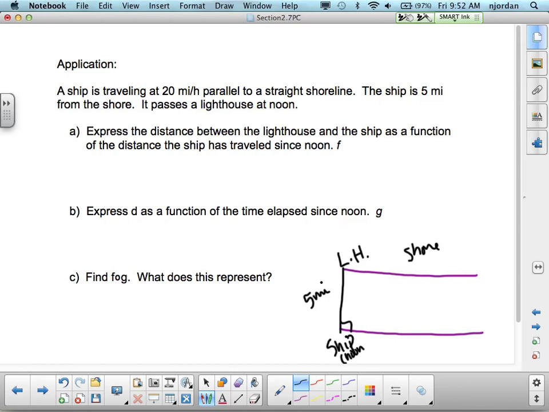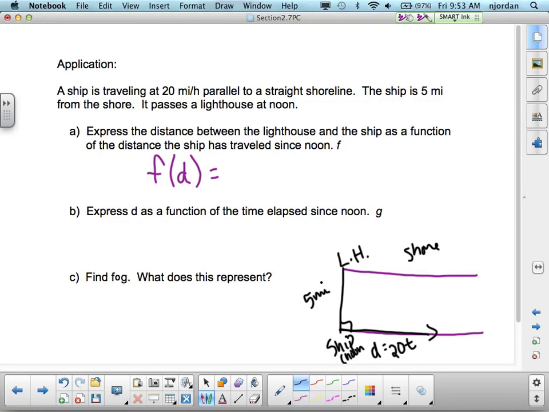It says express the distance between the lighthouse and the ship as a function of the distance it's gone since noon. Okay? So the ship is going, let's say, in this direction, and if distance equals rate times time, it's going to be, say, 20 times t, for your time. Okay? So if we want to call this our f function, we can say that the function in terms of the distance that it has traveled is going to equal, now what would that be? Okay? We've got distance since noon.